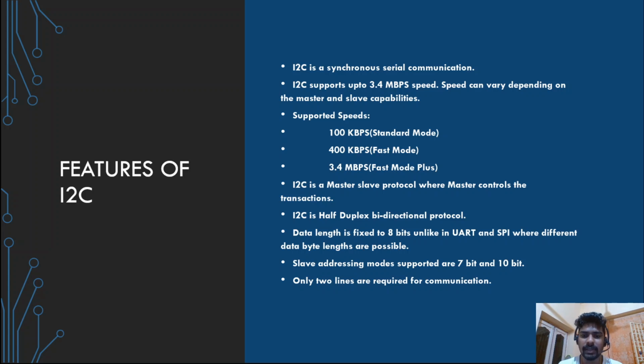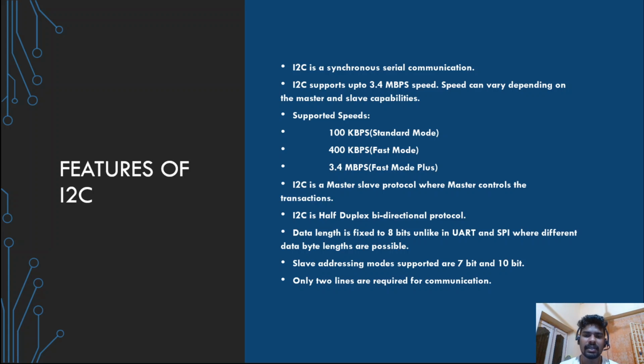I2C is a half duplex bidirectional protocol. Half duplex means only one device can transfer the data at a time. Either master or slave can put the data on the data line, and bidirectional means a master can read as well as write data to a slave.